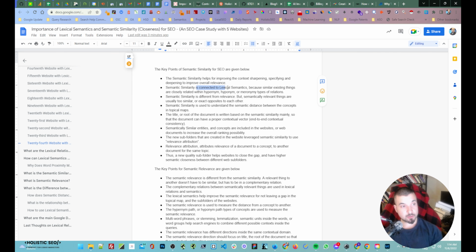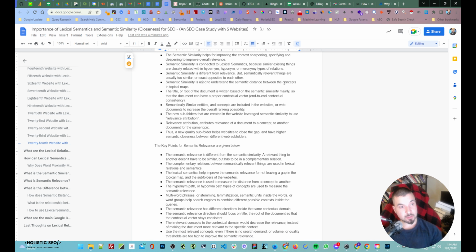Semantic similarity is connected to lexical semantics because similar existing things are closely related with hypernyms, hyponyms, or meronymy types of relations. Semantic similarity is different from relevance, but semantically relevant things are usually too similar or exact opposites of each other. Semantic similarity is used to understand the semantic distance between the concepts in topical maps. The title or root of the document is written based mainly on semantic similarity, so that the document can have a proper contextual vector, in other words, end-to-end contextual consistency.